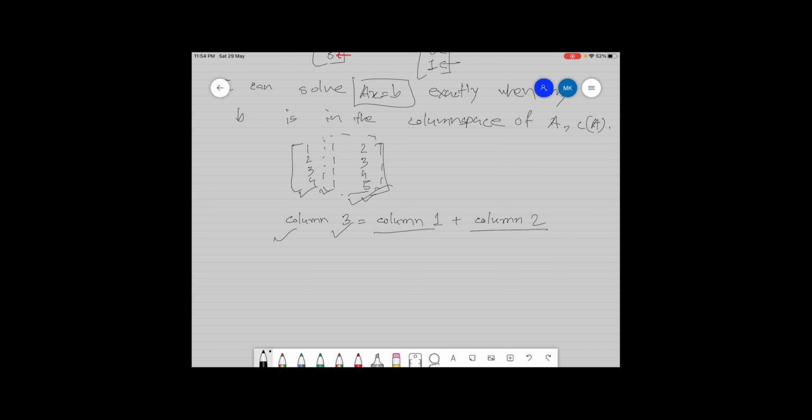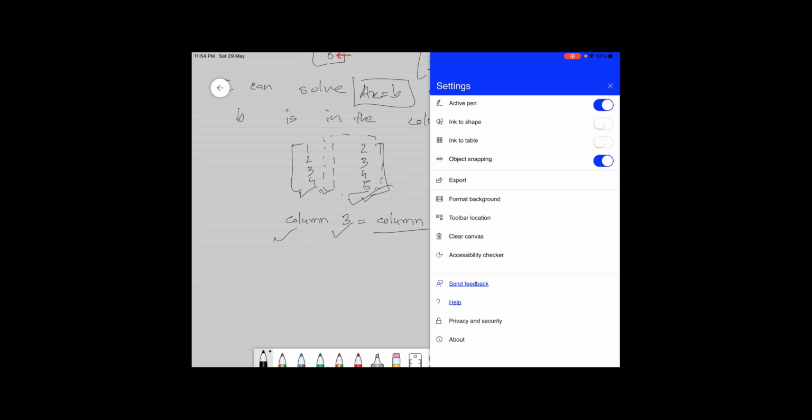Okay. So I think this part is clear. So now we'll be starting our main topic of today, which is the null space of A.